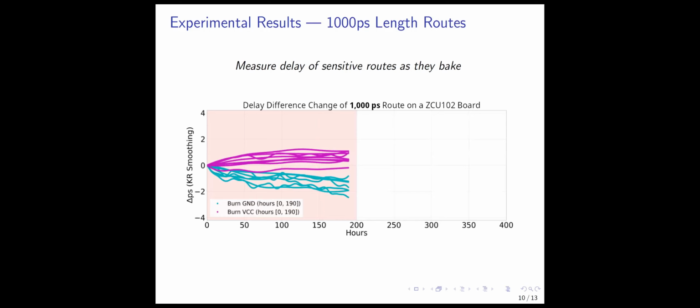Now, 10,000 picosecond routes is quite long. We again try this with 1,000 picosecond routes, and we see the same effect. It's just 1/10 as pronounced. So this can be done with realistic route lengths.